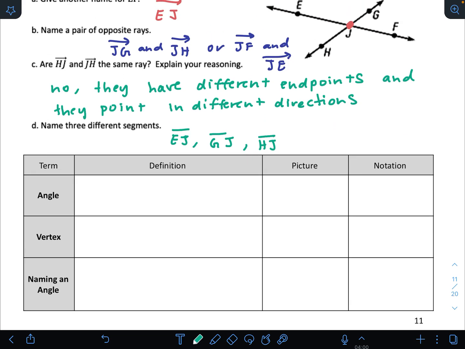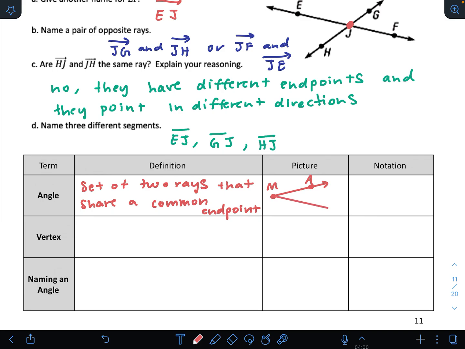Now that we know what a ray is, that also lets us get some more new vocab, exciting, and we're going to be talking about angles. So an angle is a set of 2 rays that share a common endpoint. And so again, if we have a common endpoint, let's call it M, and I have one ray coming out of it that goes through A, and another ray coming out of it that goes through B, we have created an angle. So it's literally 2 rays that are coming out of a common endpoint.